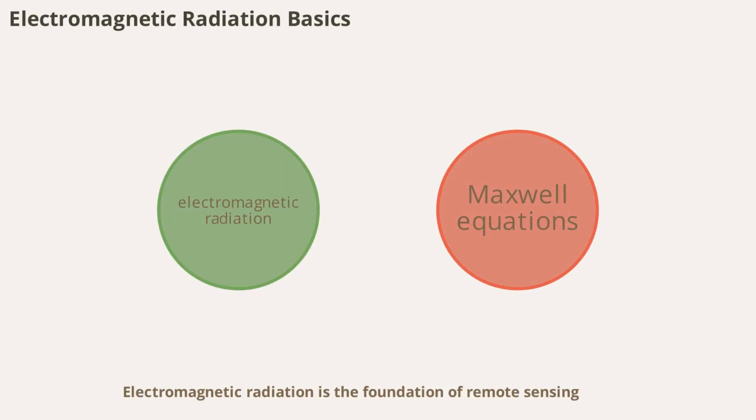Electromagnetic radiation is the foundation of remote sensing. It is a form of energy that travels through space or matter, carrying information about the objects it interacts with. This energy can be described both as a wave and as particles called photons. The behavior of electromagnetic radiation is governed by Maxwell's equations, and it exhibits properties like wavelength, frequency, amplitude, and polarization. Understanding these properties is crucial for interpreting remote sensing data, as different materials interact with electromagnetic radiation in unique ways.